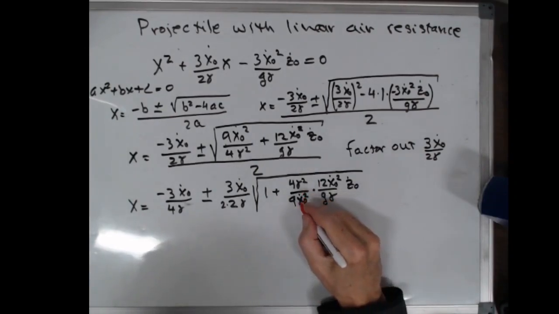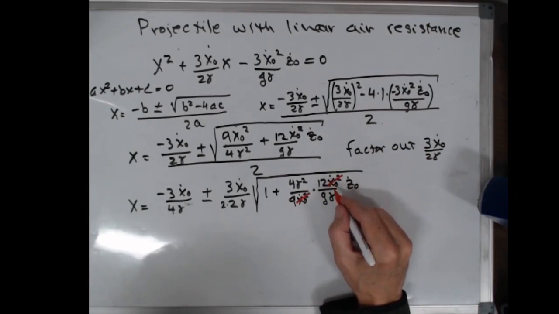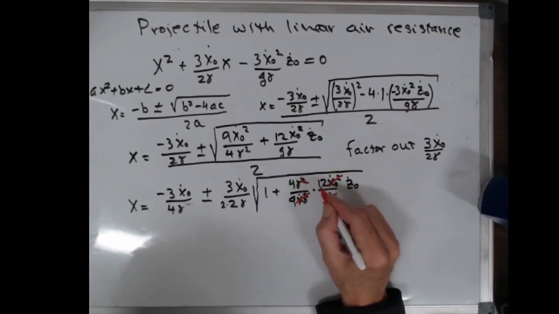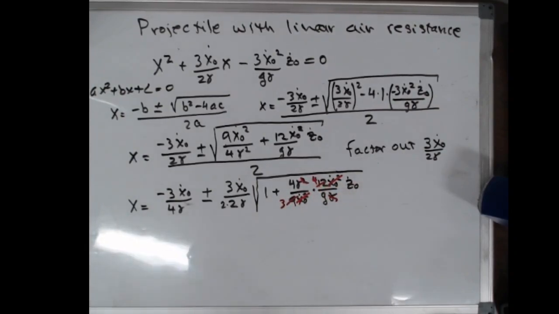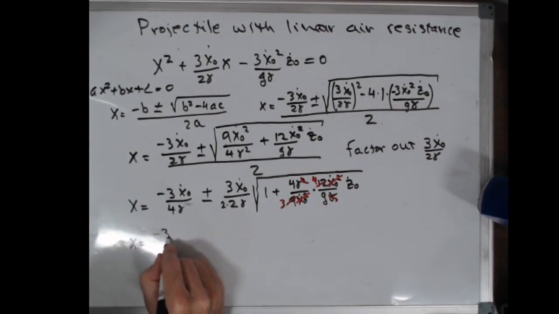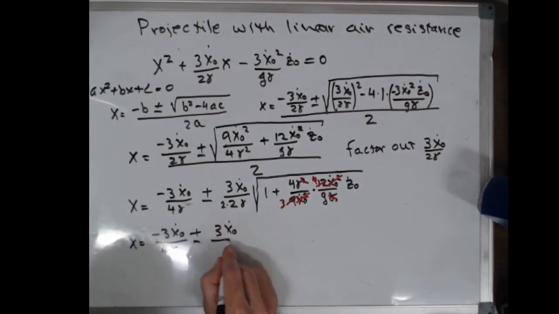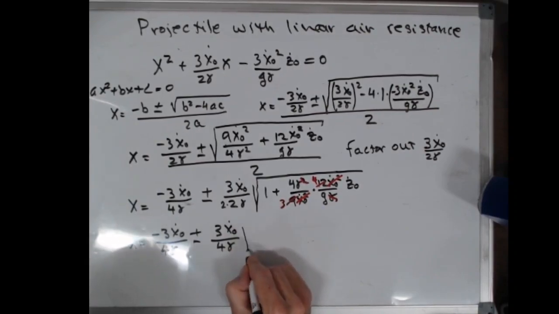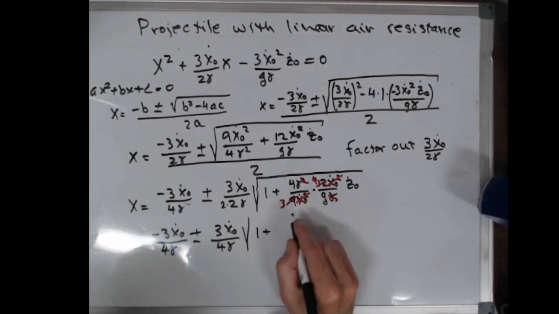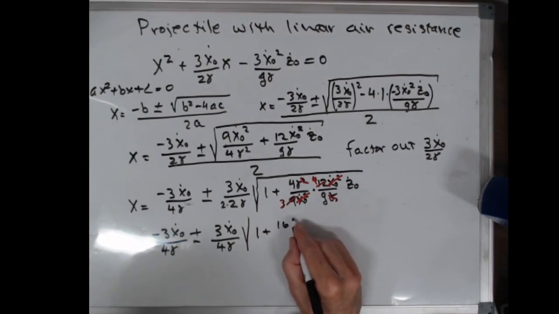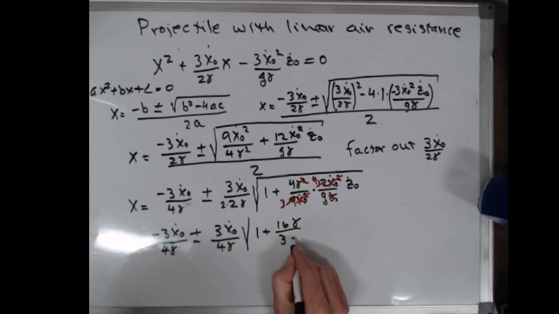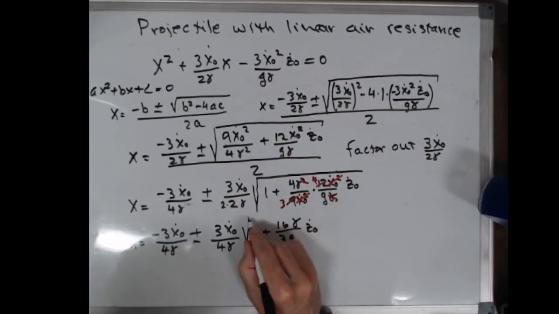Right. I can cancel an x squared and an x naught dot squared and an x naught dot squared and a gamma and a gamma. And then I can take a 9 and turn it into a 3, and that turns the 12 into a 4. Right, and I think that's all I get out of that. And so this becomes x equals minus 3 x naught dot over 4 gamma plus or minus 3 x naught dot over 4 gamma times the square root of 1 plus, and so it's 16 gamma, that's what's left on top, over 3g z naught dot.